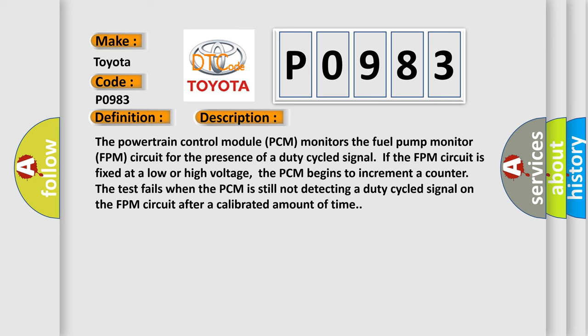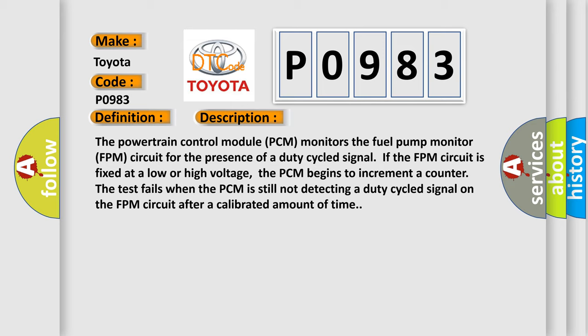The powertrain control module PCM monitors the fuel pump monitor FPM circuit for the presence of a duty cycled signal. If the FPM circuit is fixed at a low or high voltage, the PCM begins to increment a counter. The test fails when the PCM is still not detecting a duty cycled signal on the FPM circuit after a calibrated amount of time.